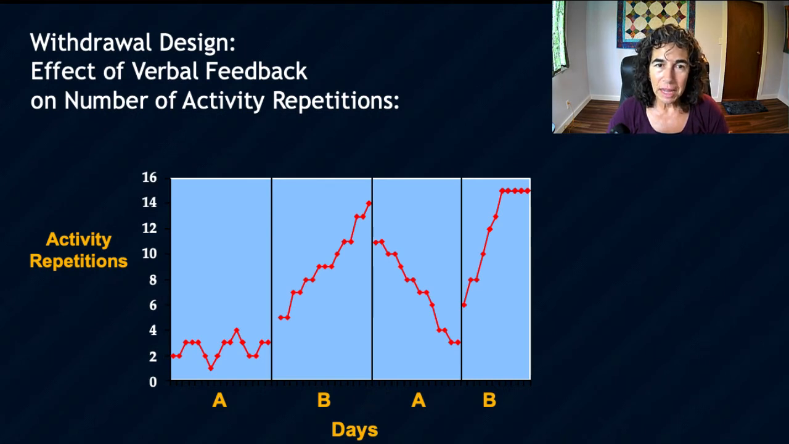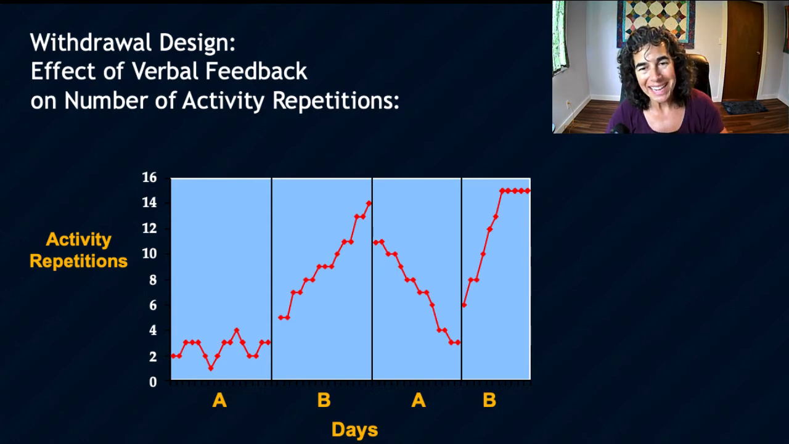This is a different type of design called withdrawal design, and again, the effect of verbal feedback on a number of activity repetitions. So the same content of the study. Again, the activity repetitions are on the left, 0 to 16, and then on different days, we do either the intervention A or intervention B. So day A is the baseline again. Day B, we do the intervention.